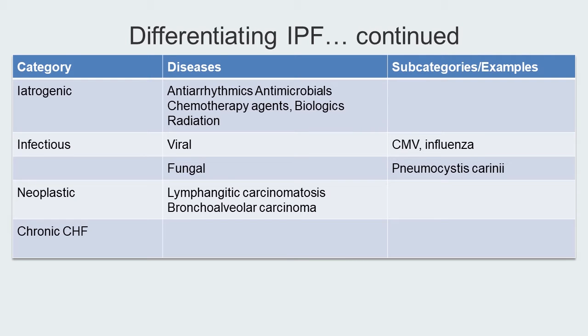And sometimes we add a C onto the mnemonic, so 5 I's, a C, and an N for chronic congestive heart failure, although that's usually pretty evident and easily differentiated from interstitial lung disease.